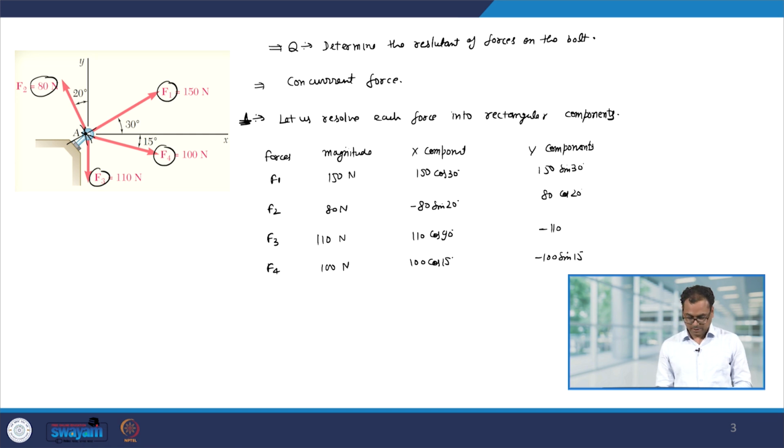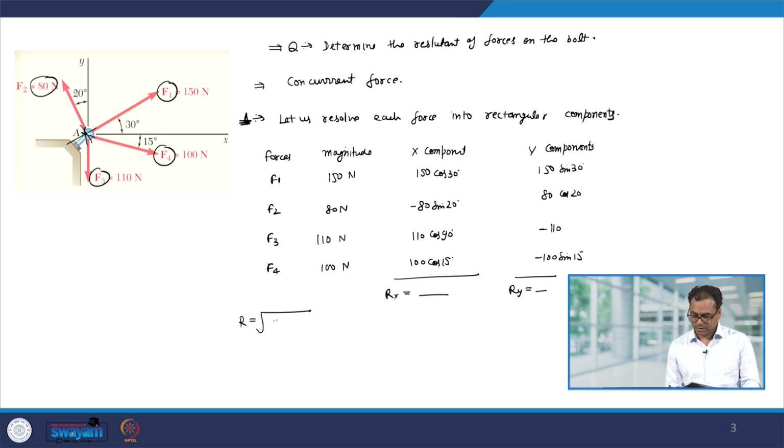So, we can sum them up and find what Rx is, sum them up and find what Ry is, and then capital R will be the square root of Rx square plus Ry square, and tan alpha, wherein alpha is the angle that the resultant makes from the x axis, will be Ry over Rx.